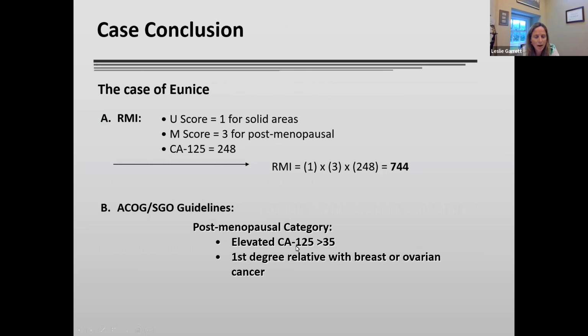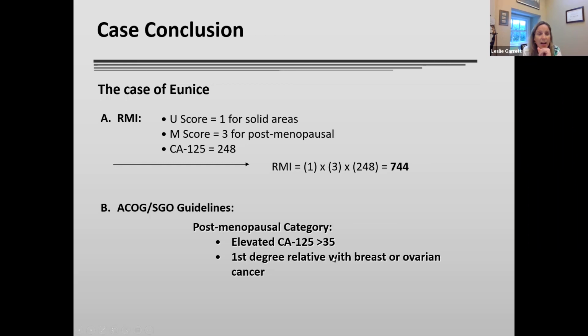So I'm going to conclude by going back to these cases because I know you're all on the edge of your seat dying to know. Let's go back to Eunice. This is the one with the fallopian tube, and she had a history of breast cancer, postmenopausal. If we look at our risk of malignancy index, very high. Remember, over 200 was where we're worried. And if we look at our ACOG and SGO guidelines, in the postmenopausal category, she already had two of the three. So she's definitely going to GYN oncology and we're worried about what this is.